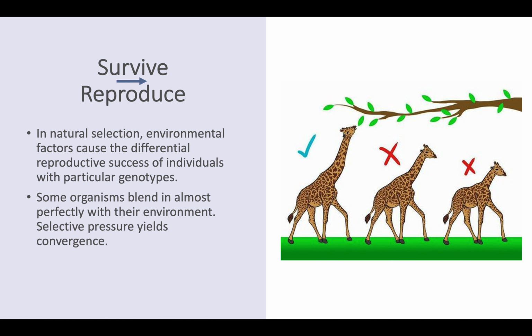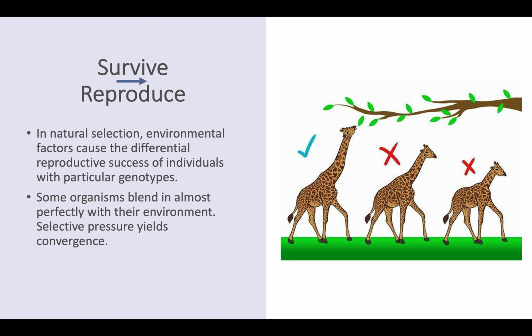Some organisms blend in almost perfectly with their environment, and in that case, selective pressure will yield convergent traits. Any trait that helps an organism survive and reproduce more effectively than its peers in a specific environment contributes to the process of natural selection. So, for example, coloring that makes beetles more likely to be eaten, or having a beak that is not well suited for local food sources, a lot like the finches we talked about, are examples of the opposite. These two examples are less likely to survive and reproduce.